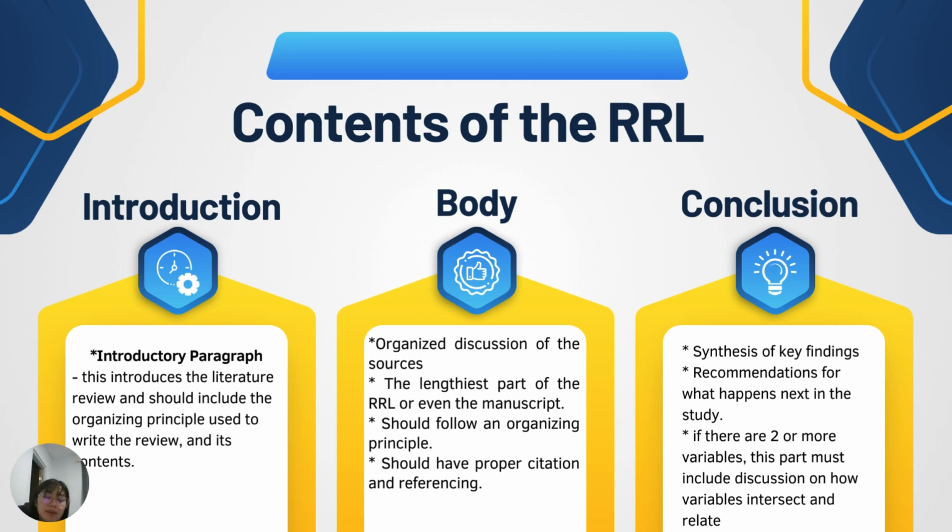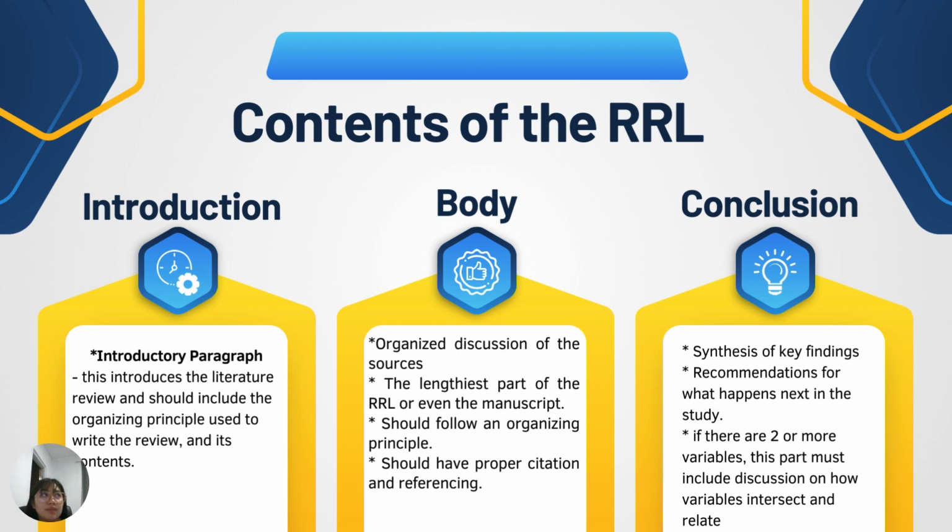So you can just say, this part of the research reviews the related literature to the topic or to the main variable. Okay, and you can say this review of related literature is organized thematically or uses the thematic organizing principle with the themes followed by your theme. All right. So later I will give you examples for that. For the body, of course, you will have organized discussion of the resources.